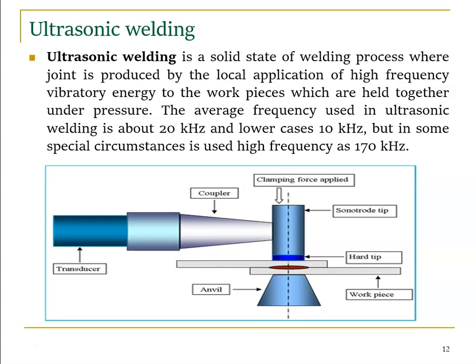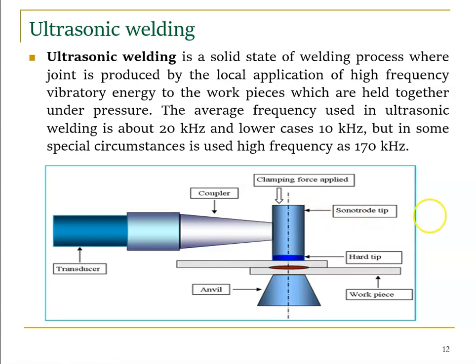But if you want to utilize 170 kHz, you need to have rigid structures, right? These are some of the applications of ultrasonic welding. This is the ultrasonic welding setup. From this image, you can easily observe that we have a transducer. A transducer is a device which converts one form of energy into another form of energy, and we have a coupler and a sonotrode tip. Generally we say electrode, but here we say sonotrode because generally we have two parallel electrodes, but here we have only one.